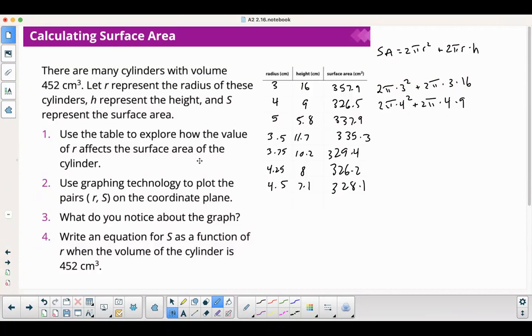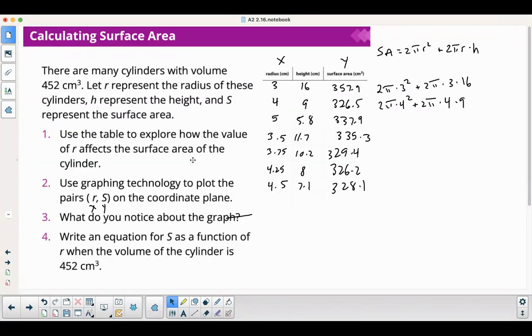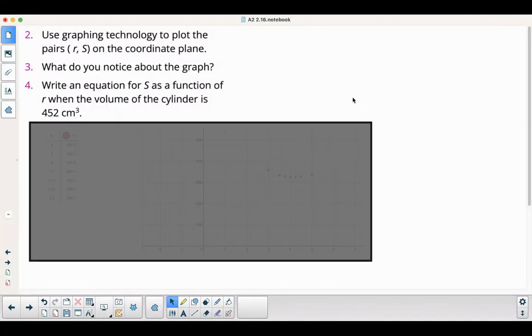All right, so I'm going to go take a look at number 2. Use graphing technology to plot the pairs (r, S). So r, S, X, Y. So we're thinking of this as X, surface area is Y. So on my Y-axis is surface area, and the X-axis is radius. Number 3 says, what do you notice? And then write an equation for S as a function of r. So here we go. I'm on number 2 here. So I basically took those points. If you look here, these columns here, I made a table, and it looks like that.